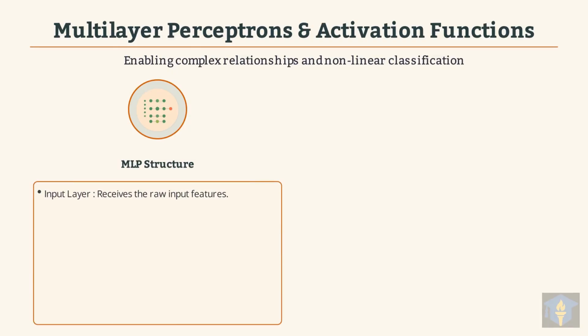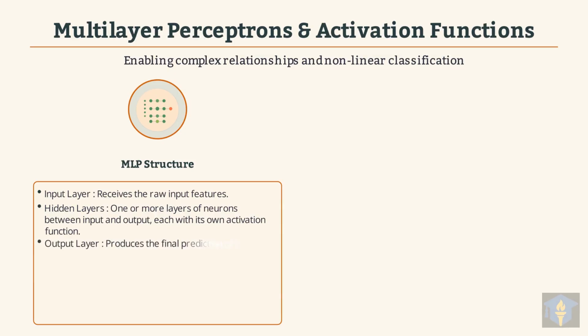The input layer is where the network receives the raw input features, just like in a single perceptron. Hidden layers are intermediate layers of neurons, each with its own activation function, situated between input and output. The output layer is the final layer that produces the network's ultimate prediction or classification result. Crucially, MLPs are capable of modeling highly complex, nonlinear relationships within data.